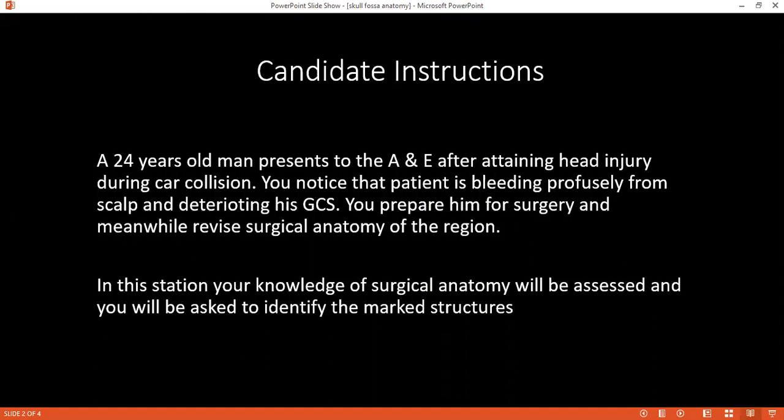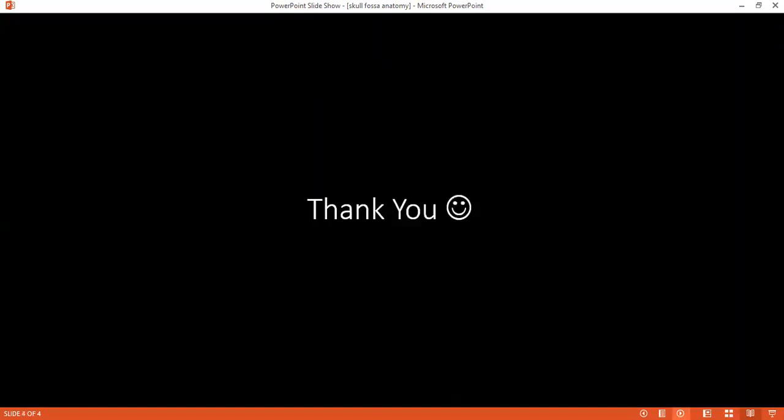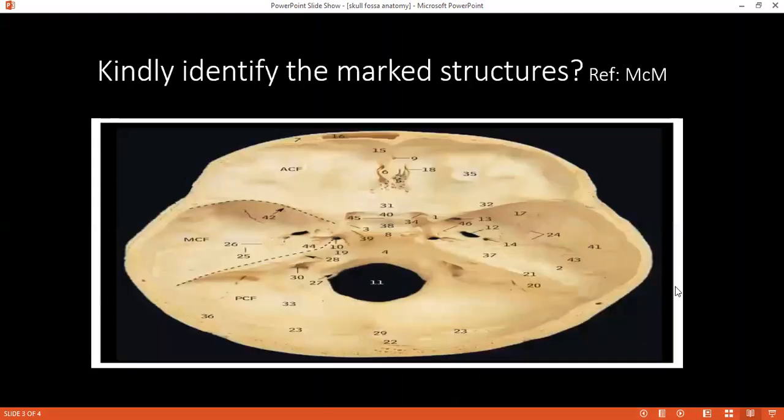Right, so if you have read and understood, considering the surgical anesthesia, kindly tell me what are you looking at? I'm looking at the cranial fossas, the base of the skull. How many cranial fossas are there in the base of the skull? There are 3 cranial fossas: the anterior, middle, and posterior cranial fossas.